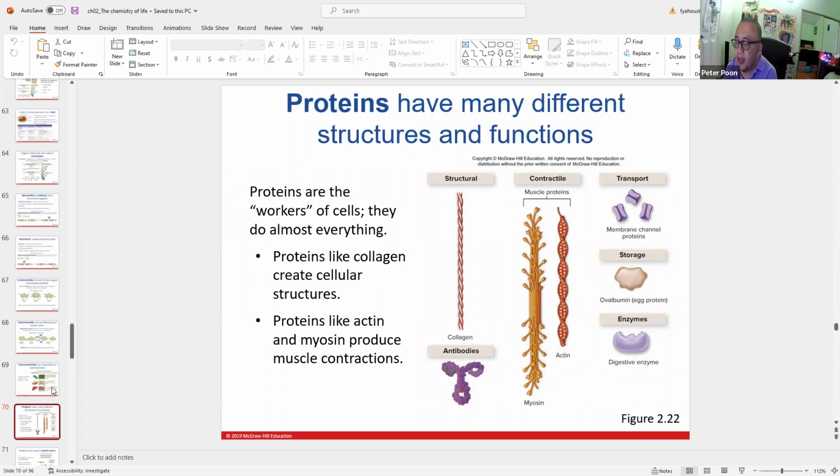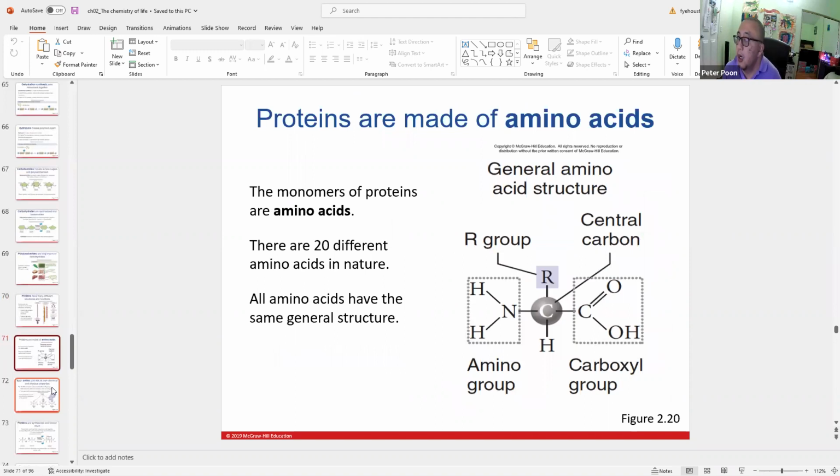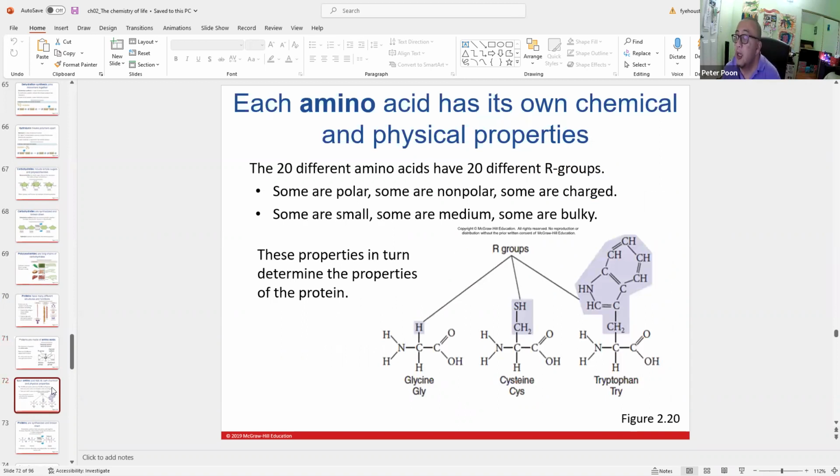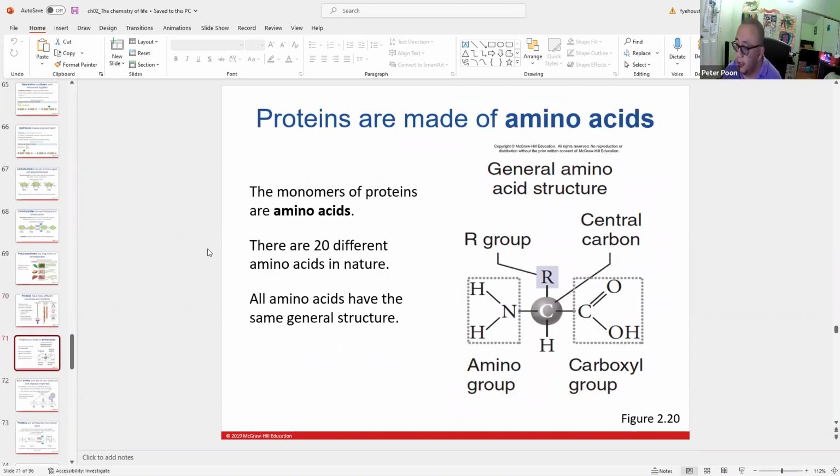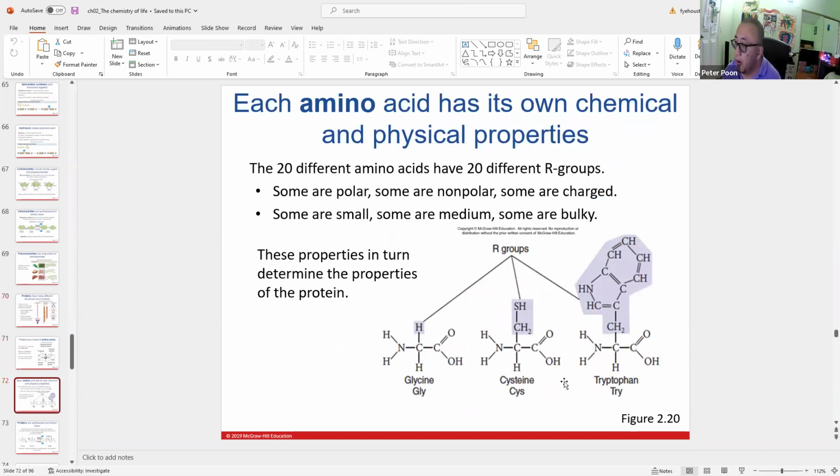Proteins have many different functions, and you can see all the functions of proteins, and we'll talk more about that later. Proteins are made out of these things called amino acids. There's 20 different ones. The only thing different between each amino acid is this R group. Some amino acids have small R groups, some of them have large R groups, some of them are polar, some of them are non-polar. It's just really complicated, but we'll keep it simple because the different R groups tell you different things about the molecule.